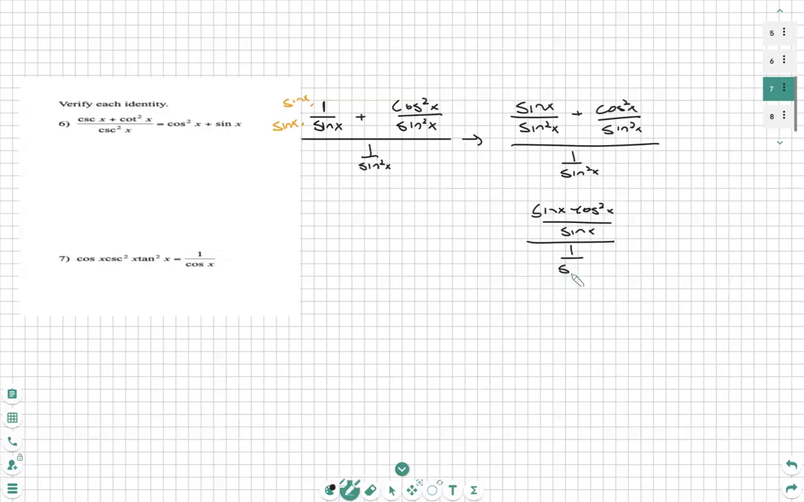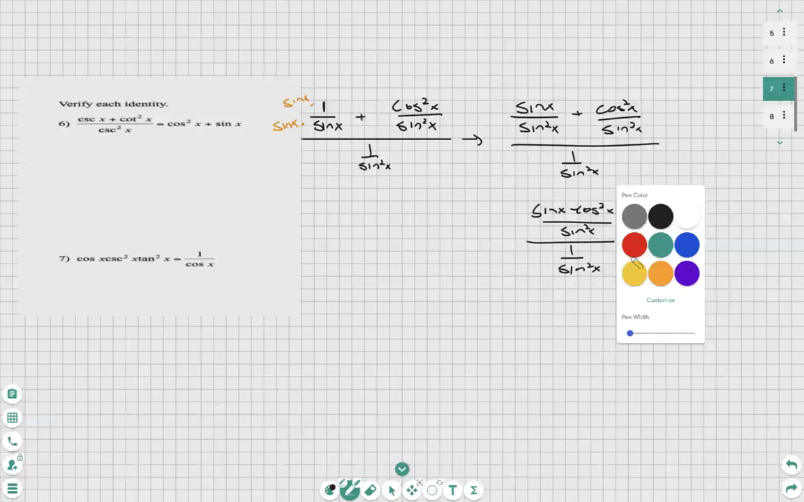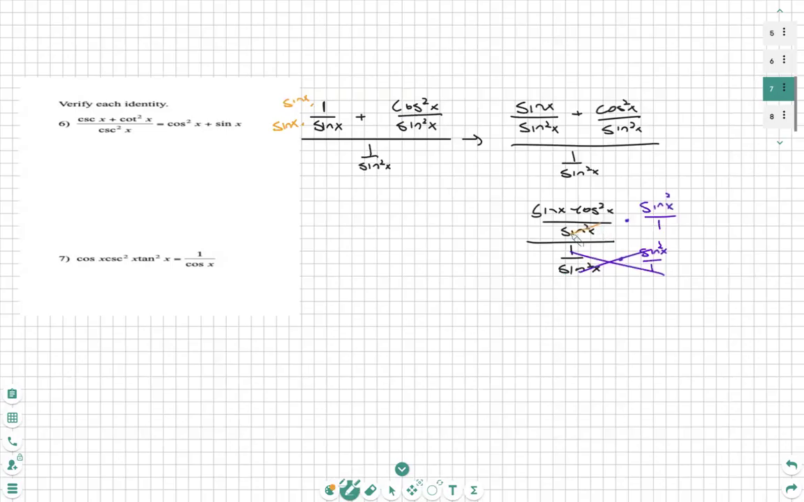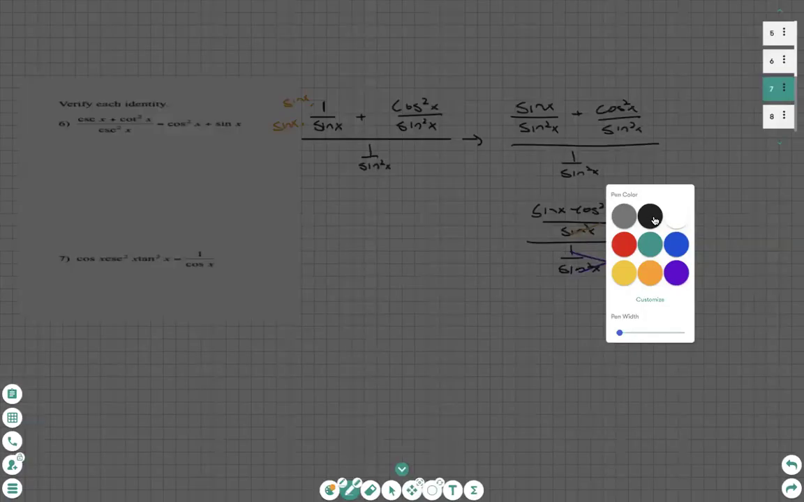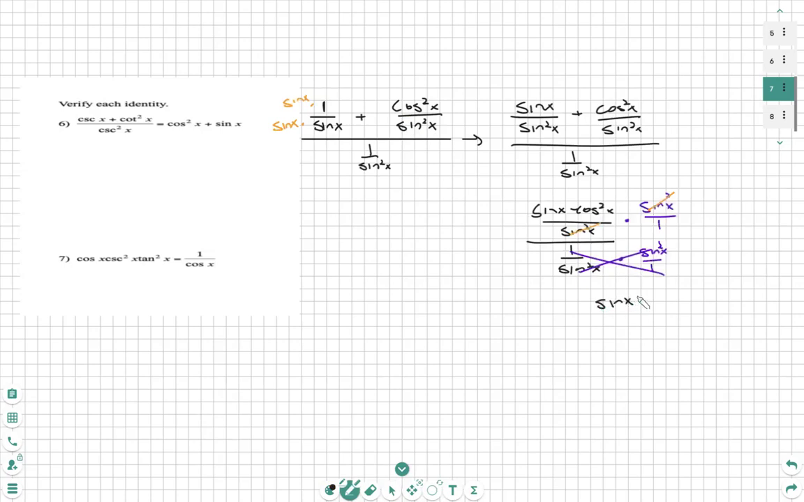This again will be over 1 over sine squared of x. If we have a fraction over a fraction, we need to remember to multiply by the reciprocal. So we need to multiply top and bottom by sine squared of x. Once we do that, we see these two will fully cancel. And over here, sine squared of x will cancel with sine squared of x, one on the denominator, one on the numerator. Then we can rewrite our answer, sine of x plus cosine squared of x. And that is our identity on the right side.